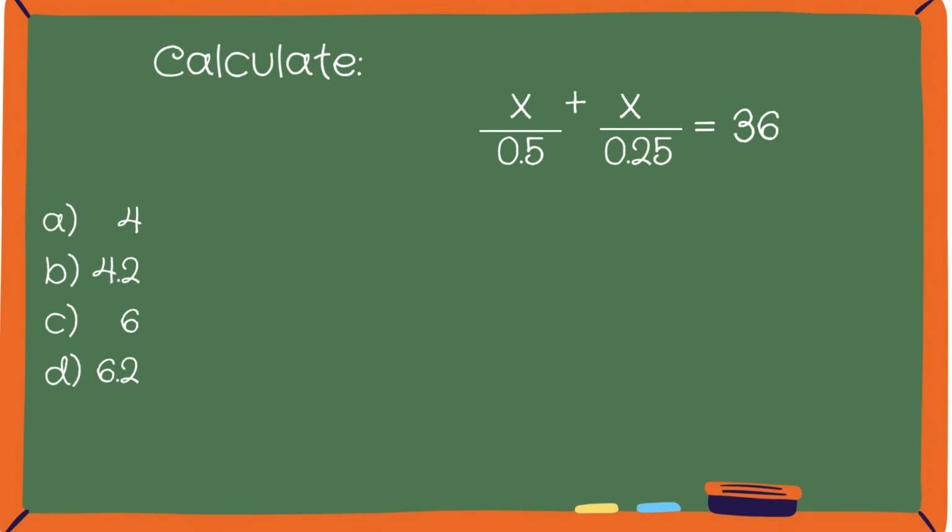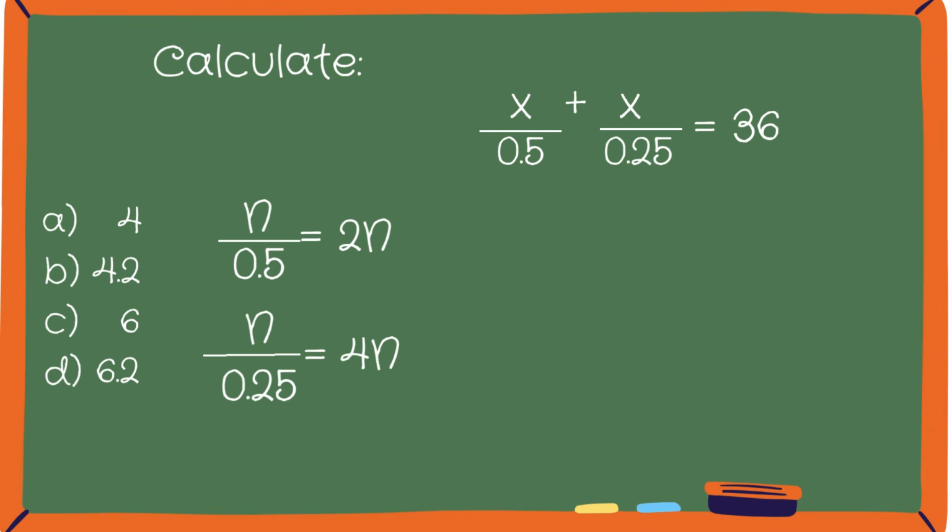First of all, you have to know that when a number is divided by 0.5, the result will always be double that number. Always. For example, 10 divided by 0.5 is going to be 20. I repeat, any number divided by 0.5 is double that number. Another rule, look, when a number is divided by 0.25, the result will be four times that number. Example, 10 divided by 0.25, the result will be 40. Always, any number divided by 0.25 will be 4 times that number.